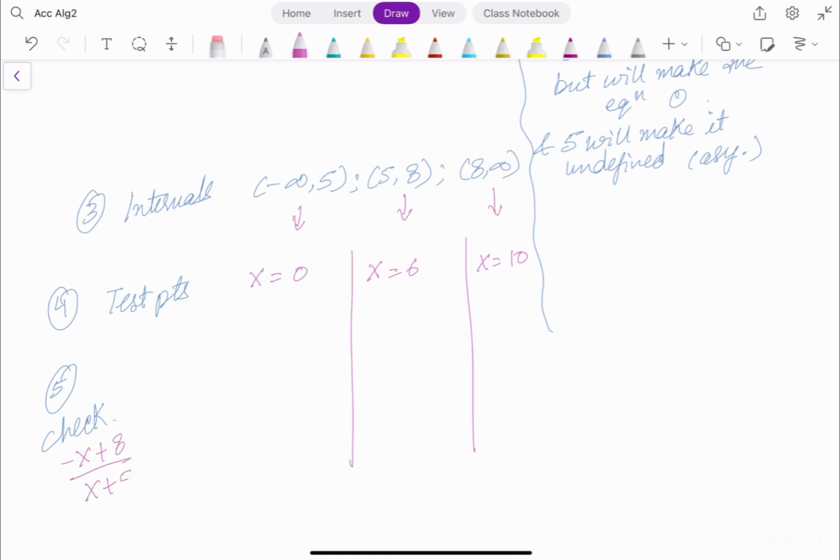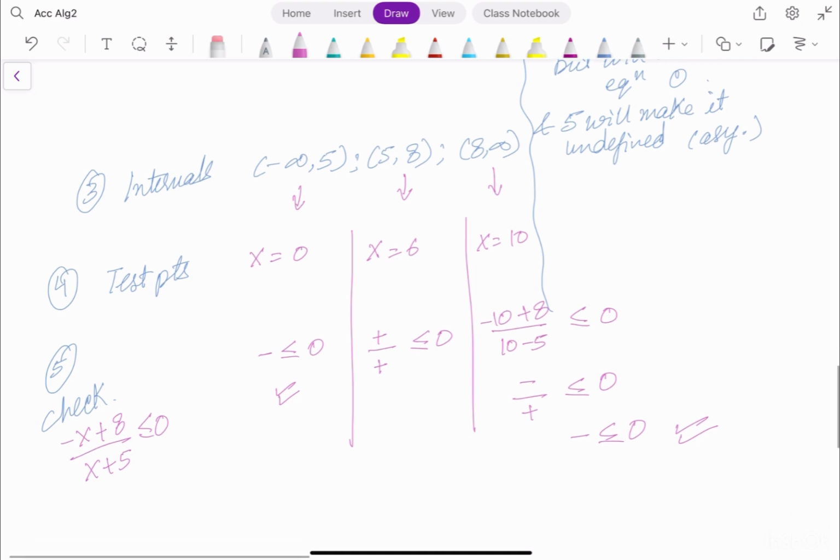Let me write the factored form. Okay, so let's check the first test interval, x is equal to 0. So it is a negative. So it holds true. For the second one, it is a positive and a positive, which is not possible. And then for the third one, we are getting negative and a positive. So negative and positive will be a negative only. And that means it holds true. So we have 2 intervals that are the solutions for this problem.